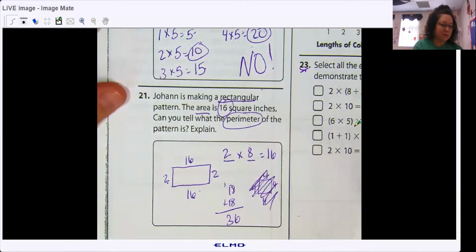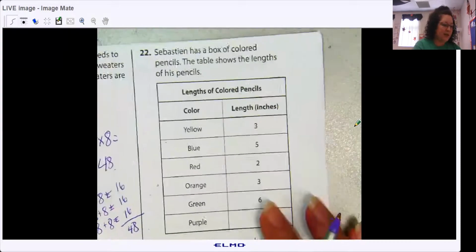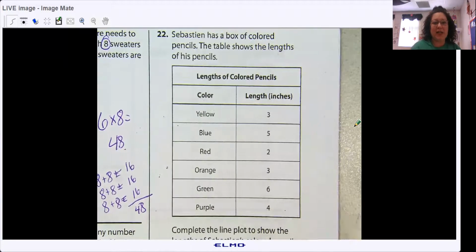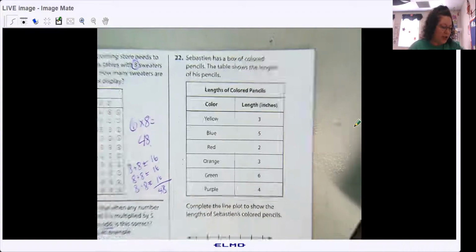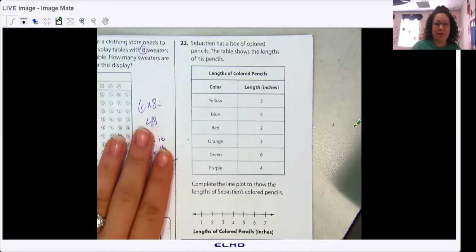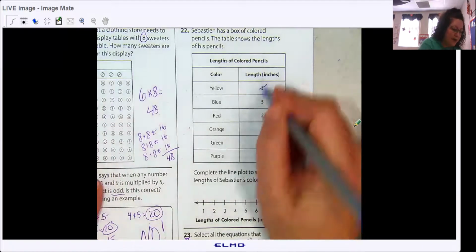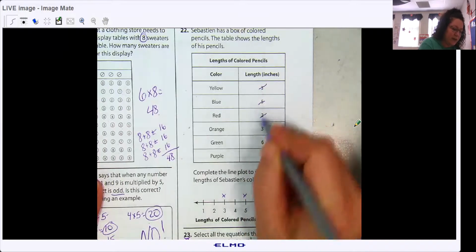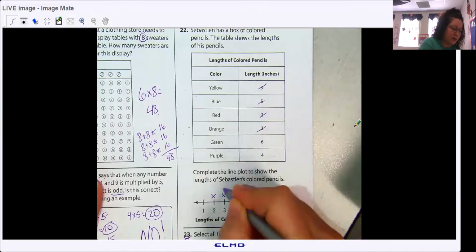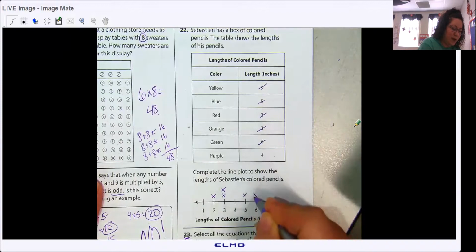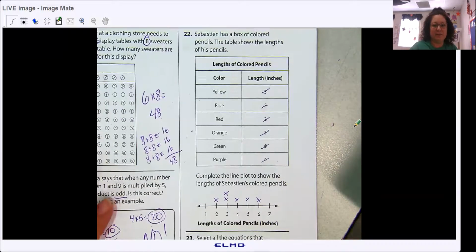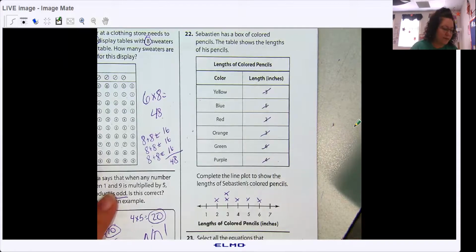Okay. 2 more today. Sebastian has a box of colored pencils. The table shows the length of his pencils. Complete the line plot to show the lengths of Sebastian's colored pencils. All right, 3, 5. You go ahead and get going. 2. I mark them out. Remember to make sure I count them all. That's pretty easy.